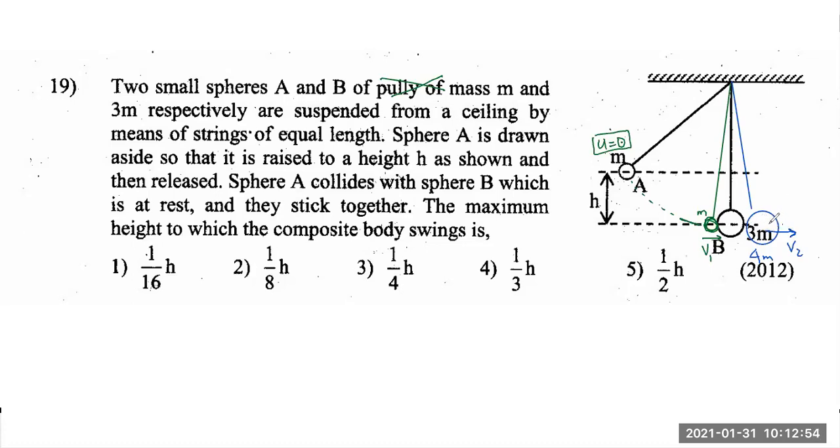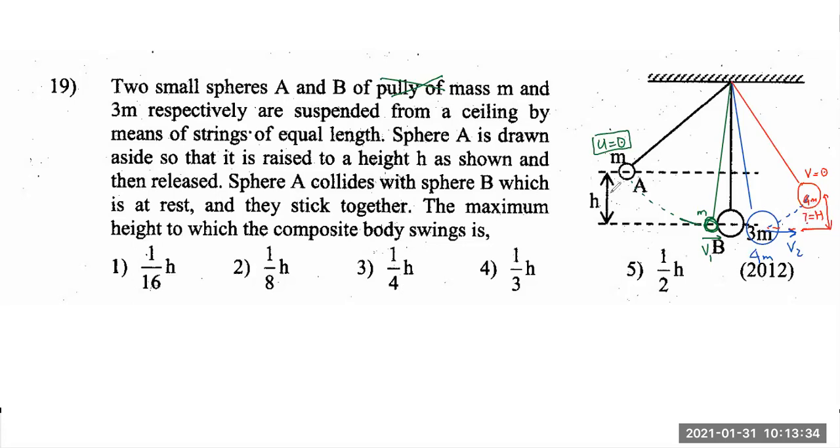Then the system will go up and reach a new height. We don't know what that height is; we have to find it. The new system is 4m. Let me draw a random diagram here. The final position is this. Let's take this whole mass as 4m, and remember, its final velocity will be 0. The height from the center of gravity, let's take as capital H, which we are supposed to find in terms of small h.